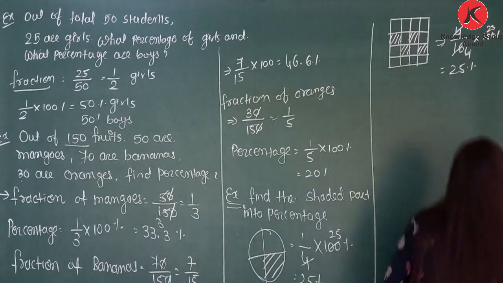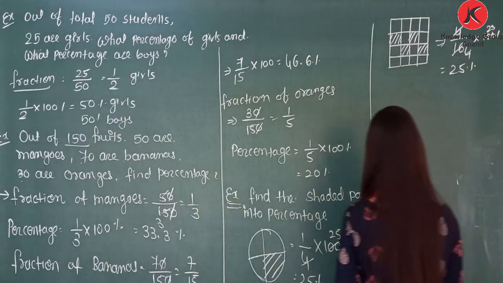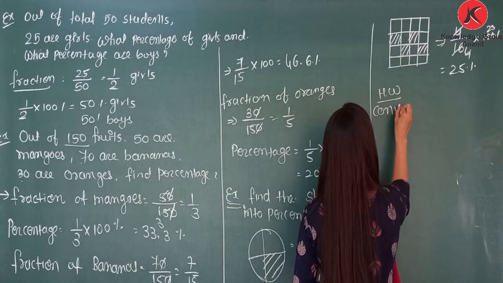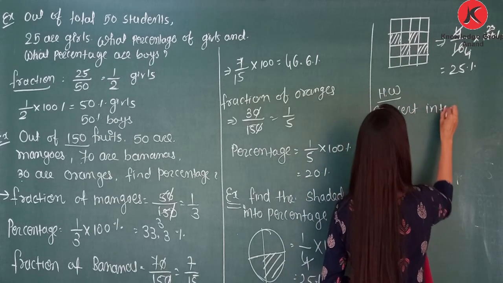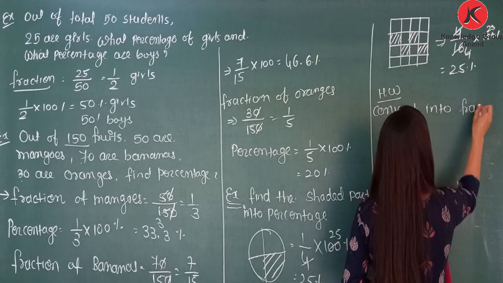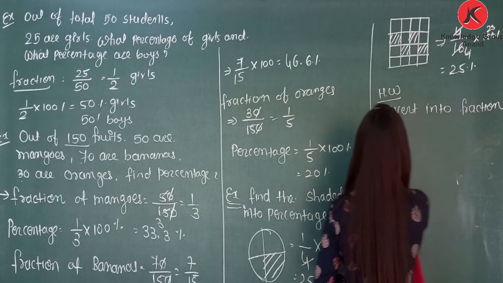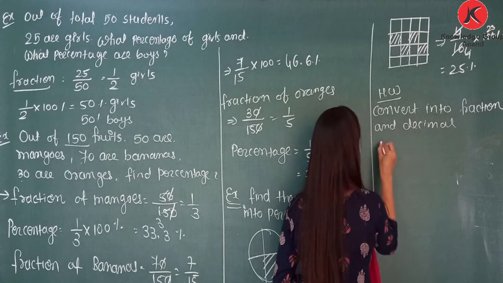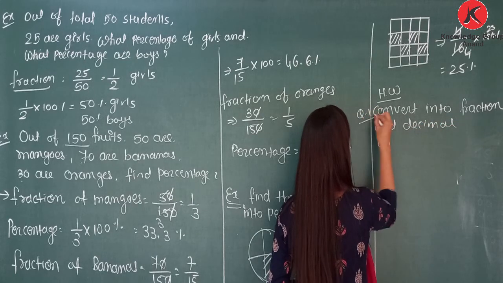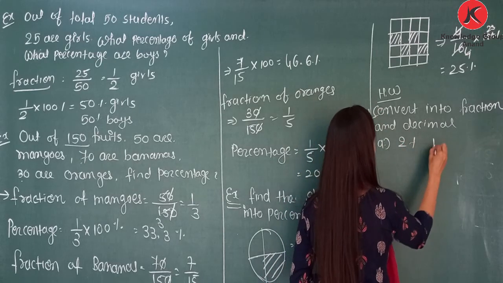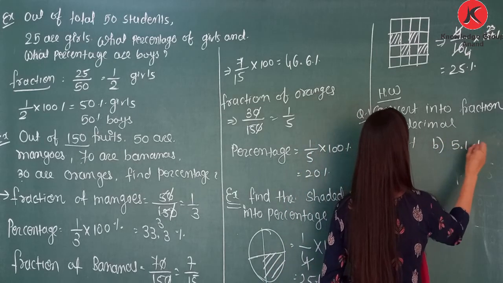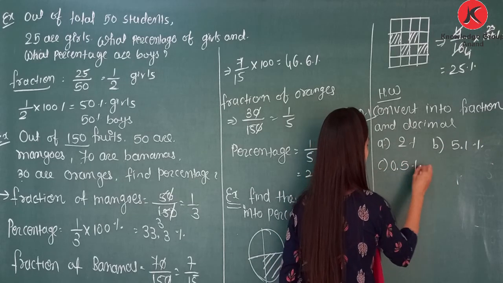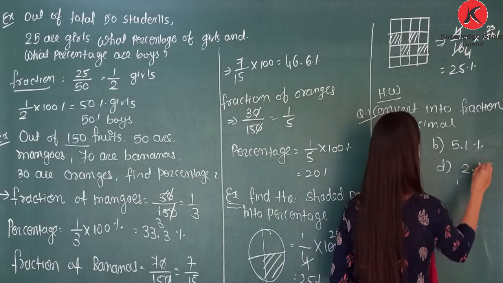Now, here's a homework example that you need to solve. Convert into fraction and decimal. Percentage is given: 2%, 5.1%, 0.5%, 2.1%.